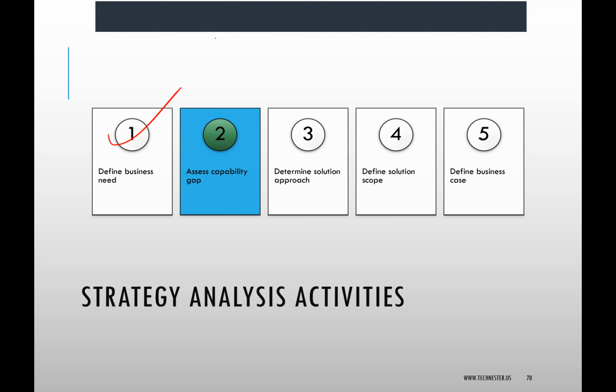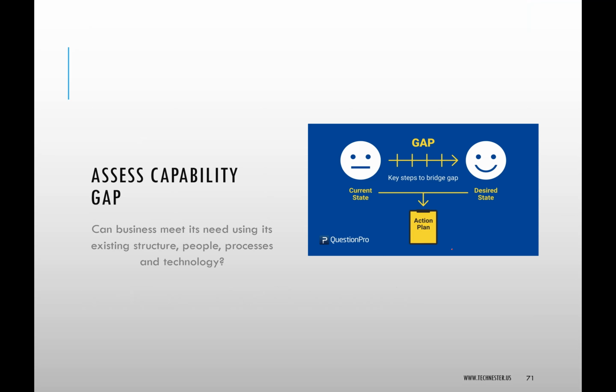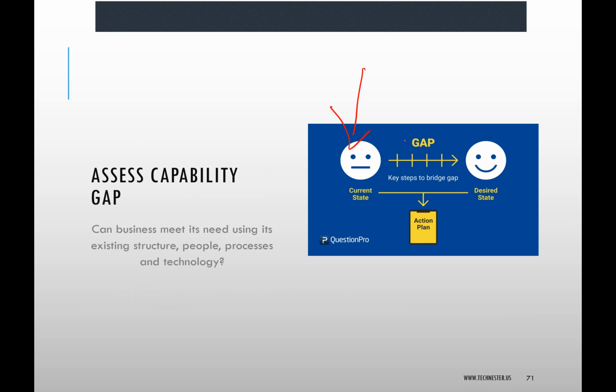Assess capability gap. Now, assessing capability gap is just figuring out that can the business meet its need using the existing structure, people, processes, and technology it has. That's the question you are asking by assessing capability gap. You are just checking that we know the current state of the business. What do we need to do to get to that desired future state?